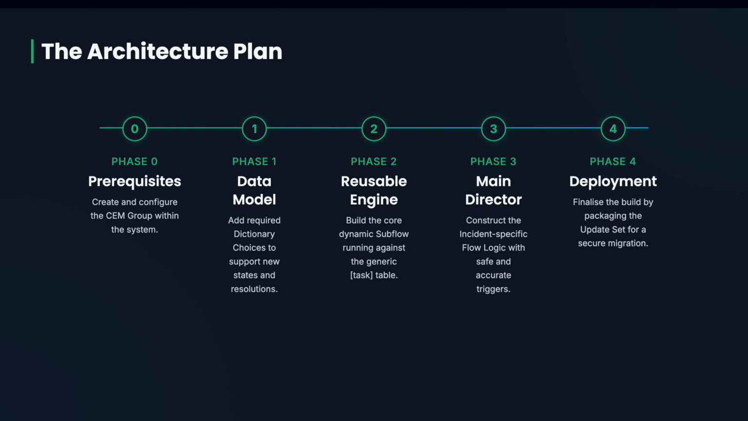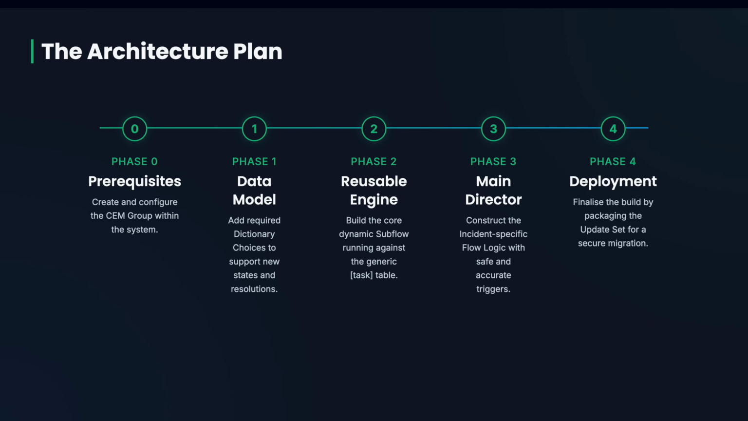Before we dive straight into the Workflow Studio, it's always best practice to plan our architecture. I have broken this build down into 5 distinct phases. Phase 0 is where we will handle our group and user setup. In Phase 1, we will configure our on-hold dictionary choices: Scope review for when a developer believes an incident is out of scope, and awaiting CEM direction for when an incident is confirmed to be out of scope by the CEM group.